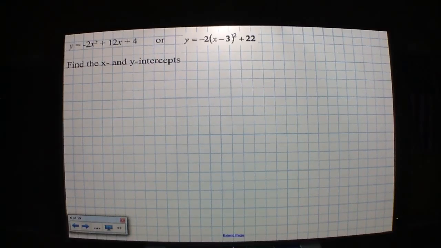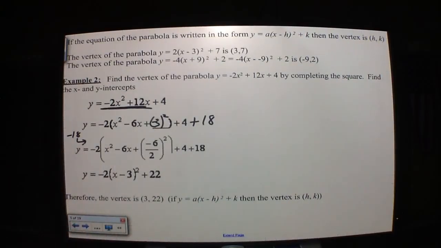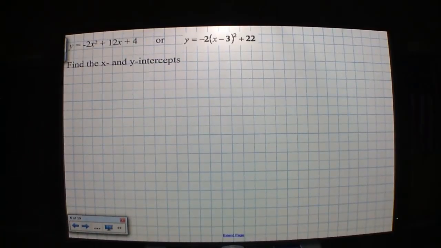Y is equal to, oh, this was the same thing. Now, oh, I wanted to graph it, didn't I? Did I say graph it after that? Oh, I'm sorry. Find the x and y intercepts. I didn't do that yet. Okay, so there's my equation. I wrote them 2 ways.